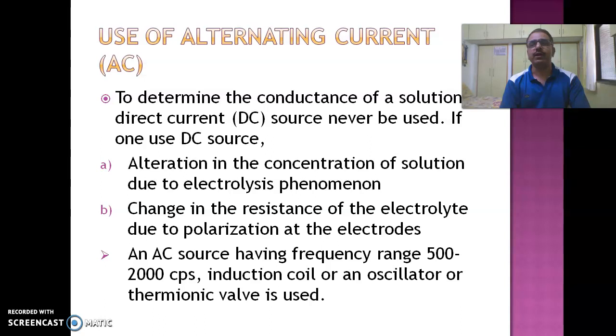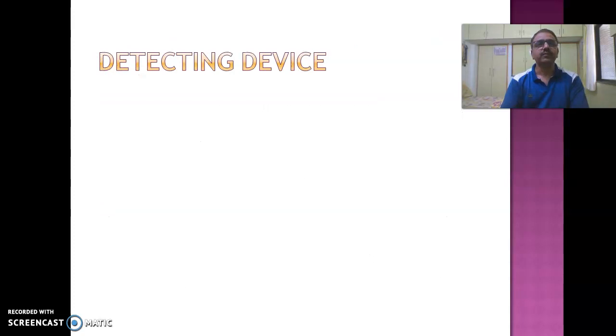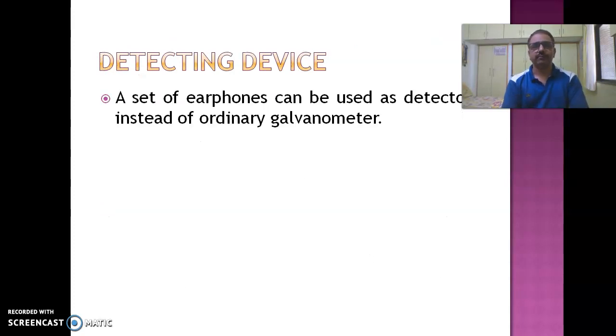Therefore, to avoid this, an alternating current source having frequencies generally 500 to 2000 cycles per second, or hertz, is generated, and this can be done either through an induction coil, or by an oscillator, or by a thermionic valve. So these are the three important sources one can use for generation of an AC source: an induction coil, an oscillator, or a thermionic valve. The next point is the detecting device.